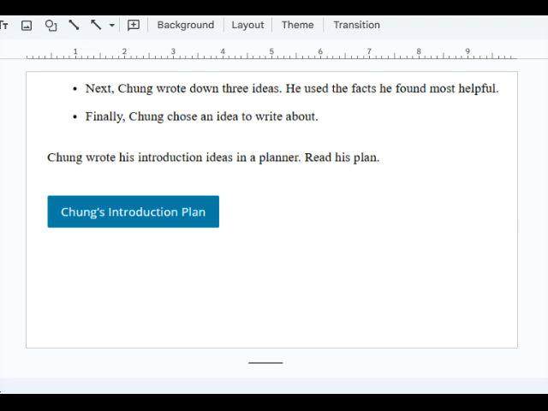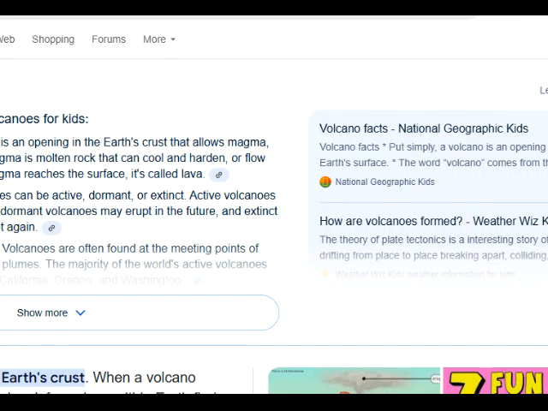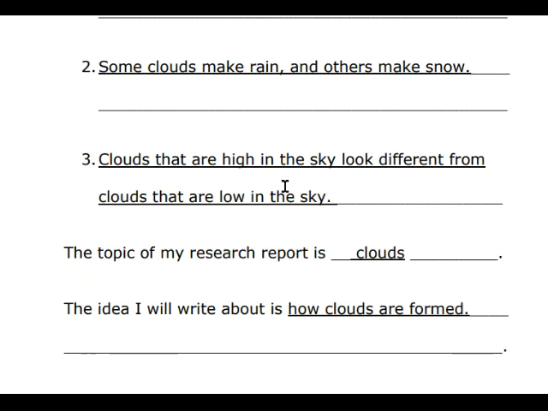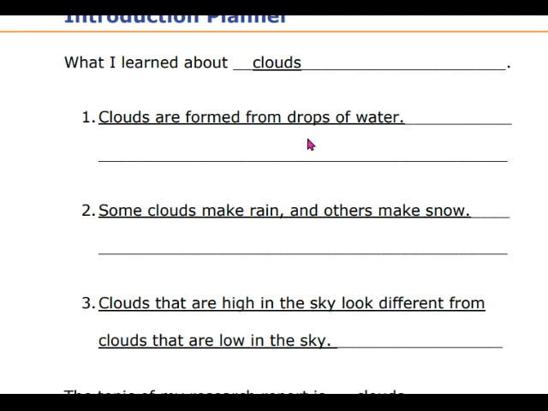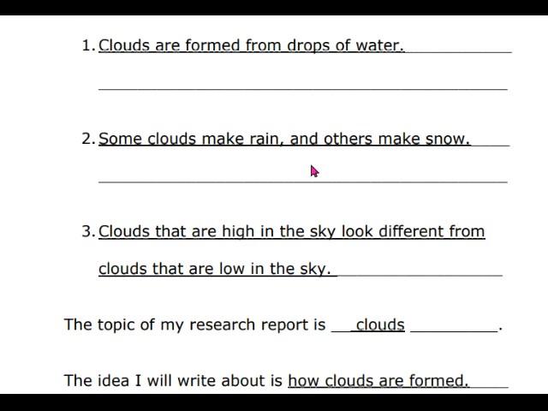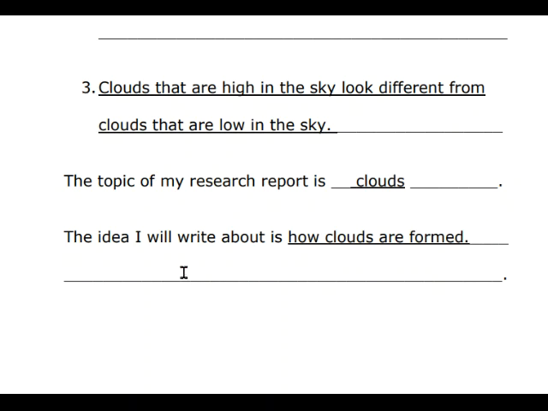So this is Chung's planner with his examples. Let's go back. Yep, let's go back here. And we're going to go to his planner. All right, so here's his example. What I learned about clouds, that's what he chose for his topic. And here are some pieces of information that he learned from his research. Clouds are formed from drops of water. Some clouds make rain and others make snow. Clouds that are high in the sky look different from clouds that are low in the sky. The topic of my research report is clouds, and the idea I will write about is how clouds are formed.